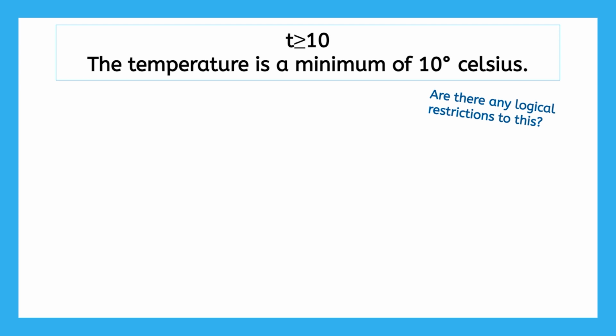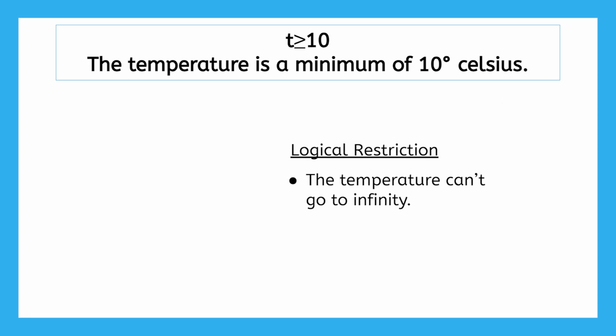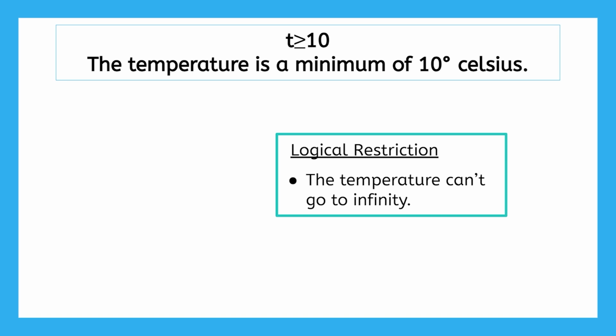We wouldn't want to go all the way to infinity. I mean, it can only get so hot. Even if we're talking about the temperature of a hot plasma ball or something, it could still only get so hot. So let's say that's our logical restriction here. We know that the temperature can't go to infinity.